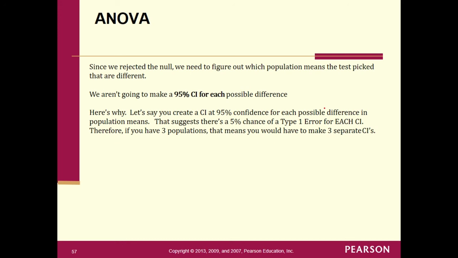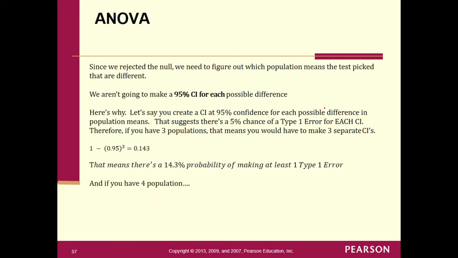Therefore, if you have 3 populations, that means you would have to make 3 separate confidence intervals. And so if you do the math and you take 1 minus 0.95 to the third power, you get 0.143. And what that means is that there's a 14.3% probability of making at least one type 1 error. And that's not what we want. We want the probability of making at least one type 1 error to actually be just 5%. We don't want it to be 14.3%.